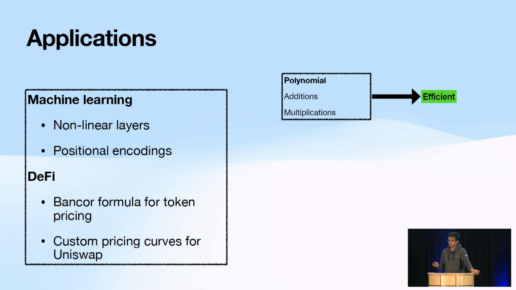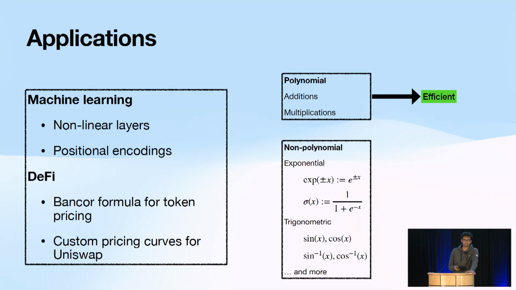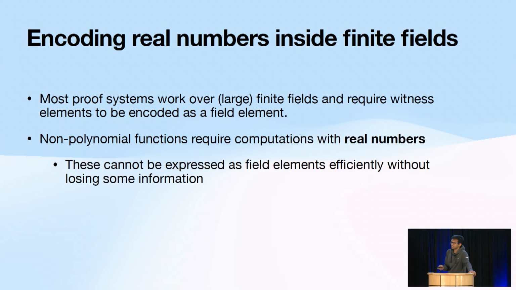And there is this non-polynomial part, things like exponential functions, sigmoids, or let's say sine and cosine. These are hard to do, primarily because they use real number arithmetic, and proof systems are not very happy with real numbers. This causes a problem because proof systems mainly work with finite fields, and we need to figure out how to encode a real number into a finite field.